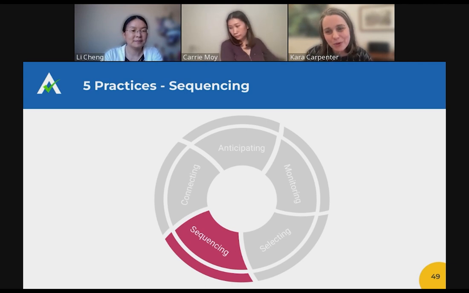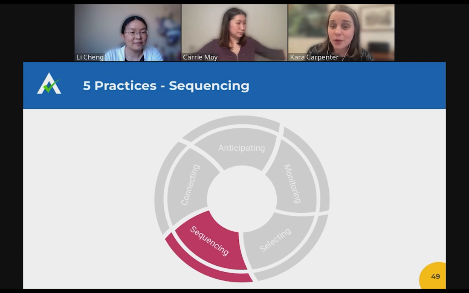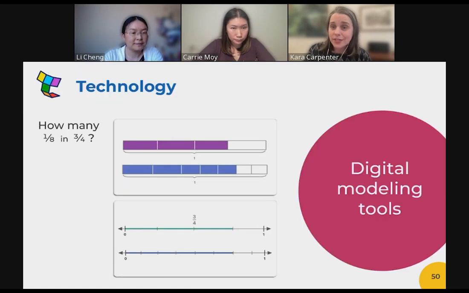And this is one of the more complicated pieces of orchestrating a conversation. And so we're again going to watch some videos and talk through a little bit about what this looks like inside of a classroom. And we are also going to be talking about how technology can support this. So with this, we're going to be taking a look more closely at some of those digital modeling tools.